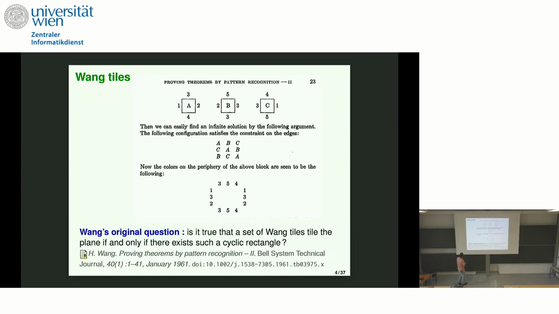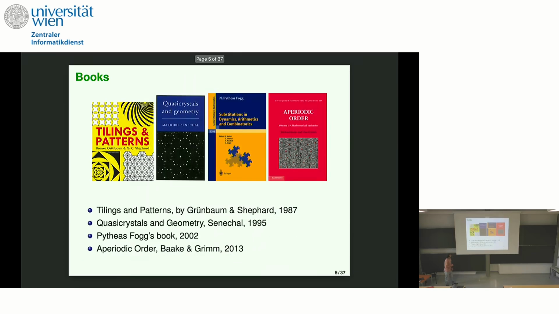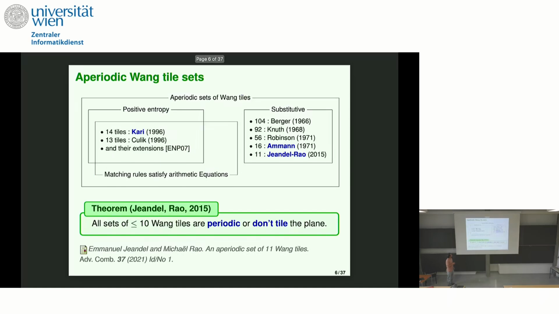So the question he asked was, well, if I have a cyclic rectangle, then it tiles the plane, but if I tile the plane with the tiles, by translation, do I necessarily have a cyclic rectangle? The answer turned out to be false. And this opened a field and many contributions that are gathered in these 4 books and many more about aperiodic tilings and so on.